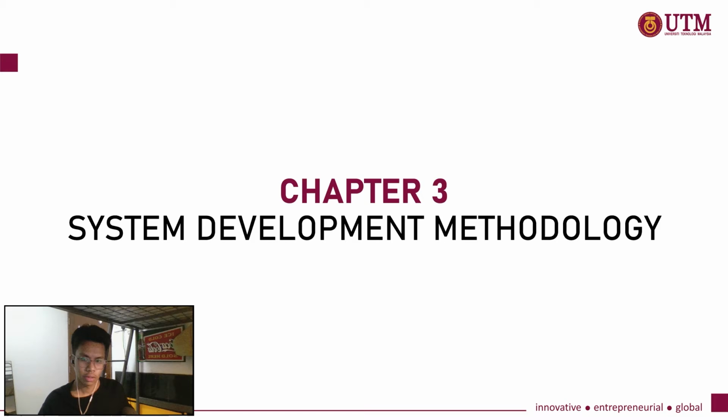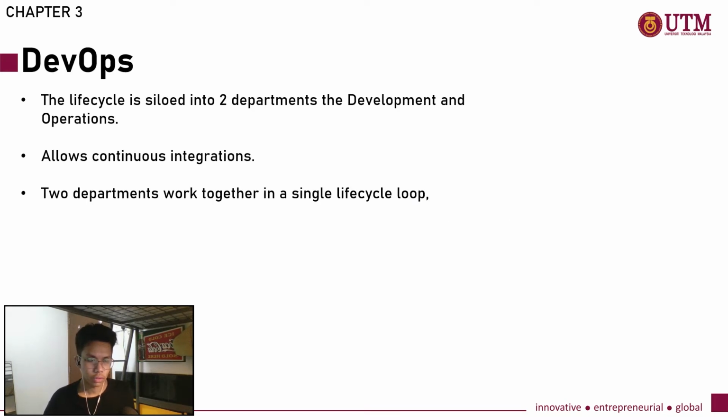Okay, so chapter 3 is the system development methodology. The chosen methodology is DevOps, which brings together two departments, development and operations. It allows continuous integration and continuous development at the same time. The two departments of development and operations work together in a single lifecycle loop.